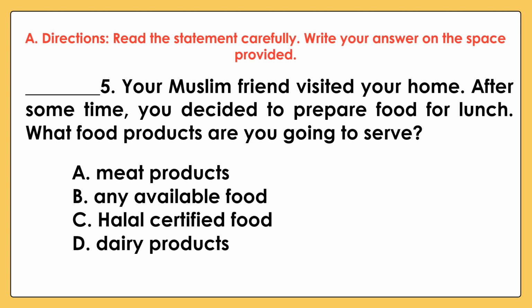Number 5. Your Muslim friend visited your home. After some time, you decided to prepare food for lunch. What food products are you going to serve? A. Meat products. B. Any available food. C. Halal certified food. And D. Dairy products. The correct answer is letter C. Halal certified food.